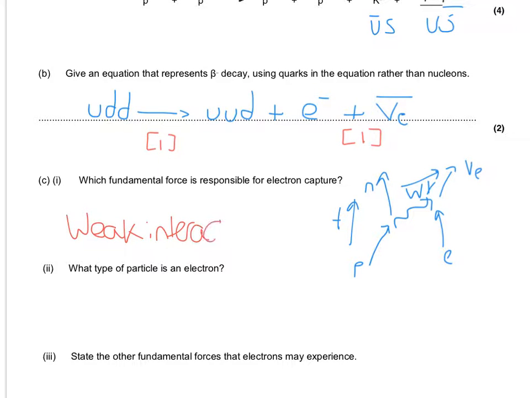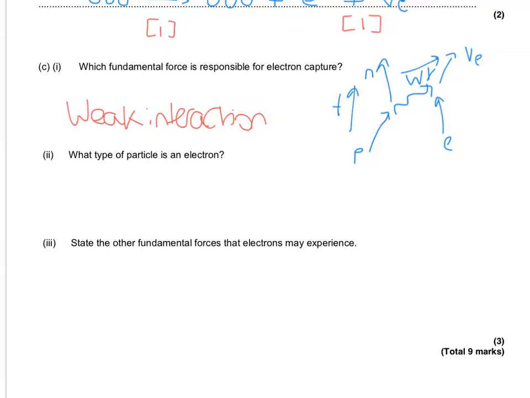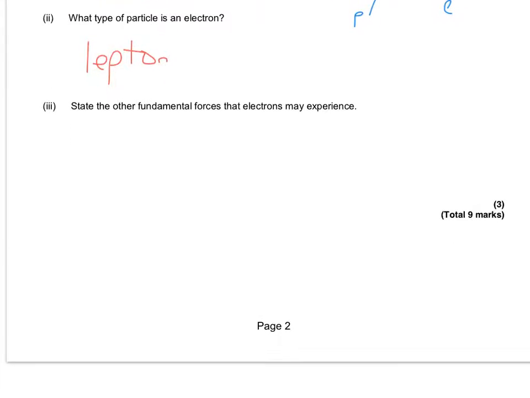So that is the fundamental force responsible for electron capture, and the easy way to know this is to know your Feynman diagrams for the basic types of processes. There is no excuse for not knowing that kind of thing, it's just factual knowledge. Asking you what type of particle an electron is, it's a lepton. Again, basic factual knowledge, something everyone should know by now, no excuse for not knowing that.